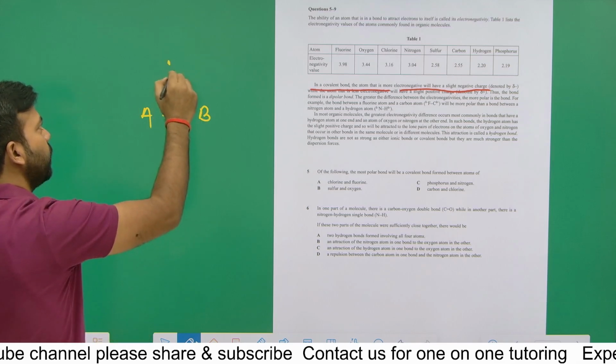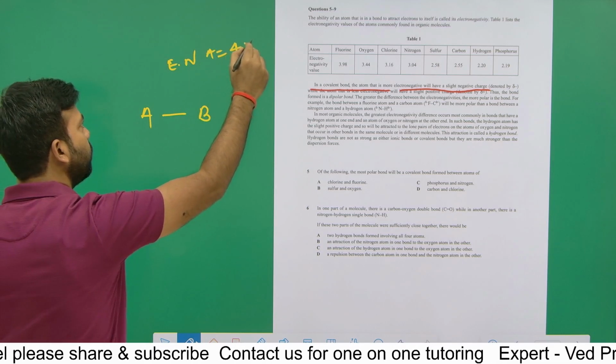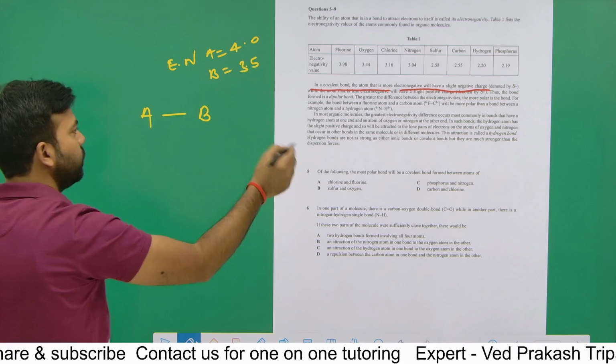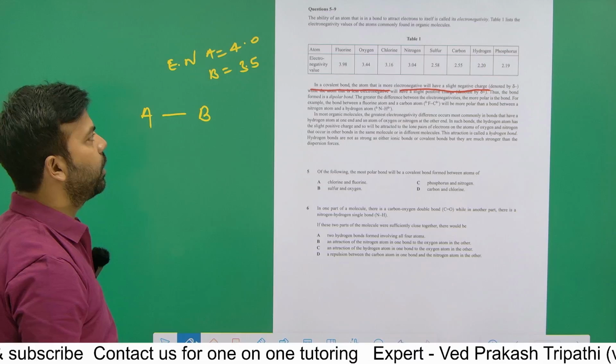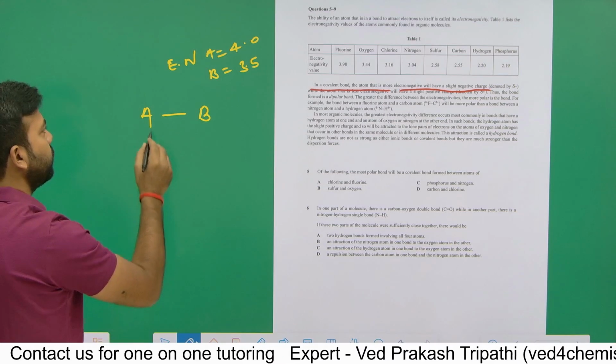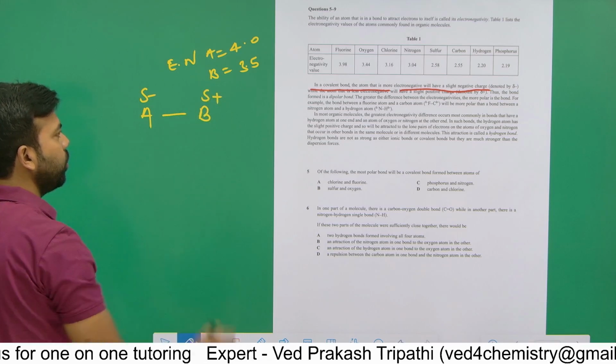And I am saying the electronegativity of A is supposed to be 4.0 and B is 3.5. So according to the statement, the more electronegative atom will be slightly negative. So A is more electronegative, so this is delta negative and this is delta positive. Clear?